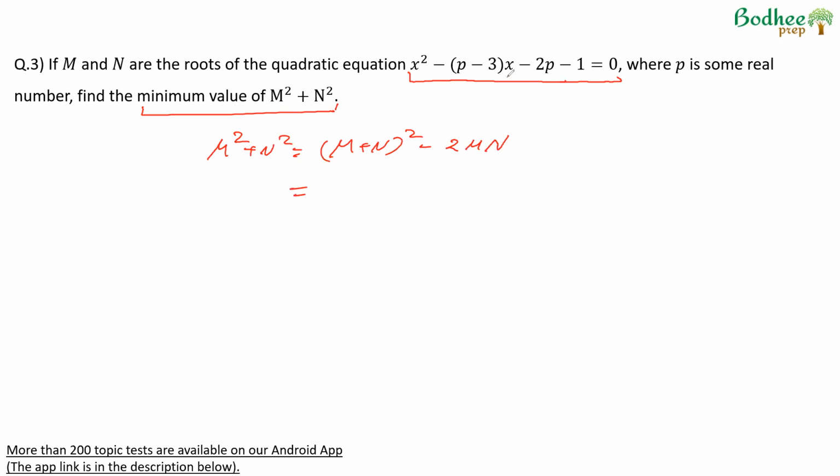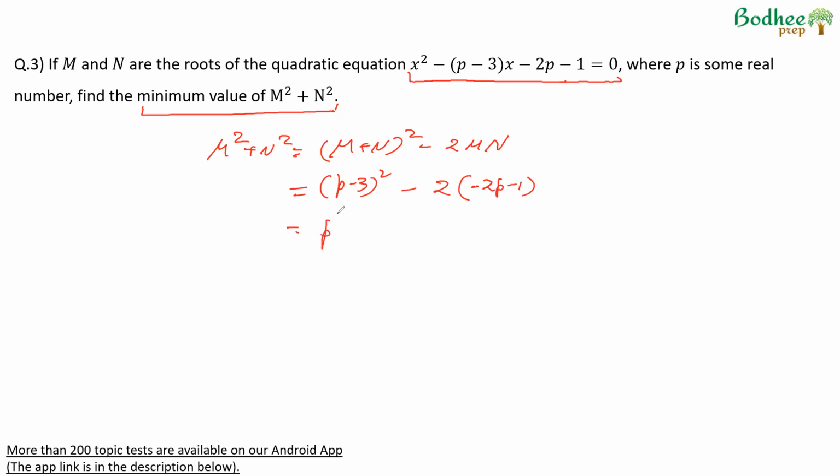m plus n is the sum of roots, so that will be minus b by a, which is p minus 3, whole square. Not using the negative because the square will cancel it out. mn will be the product of roots, so c by a, which here is minus (2p minus 1). This is the value of m square plus n square.